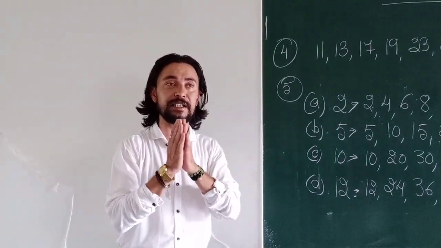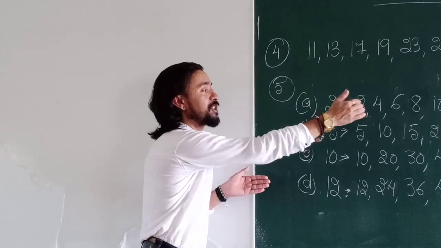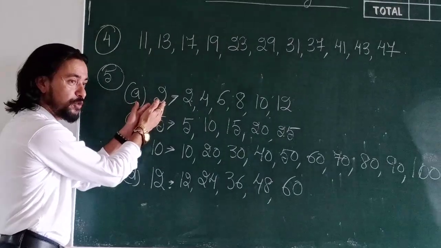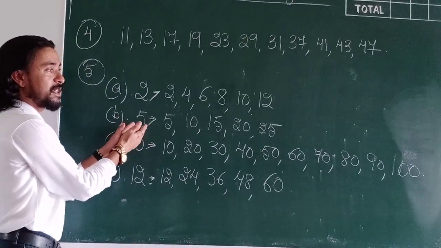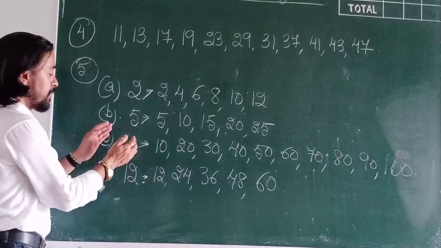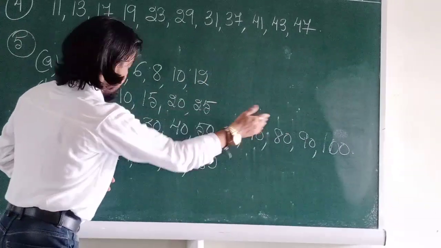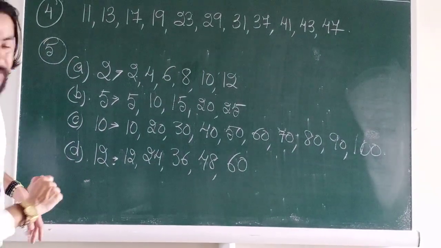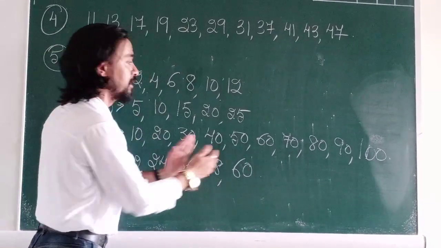Whenever they ask you multiples of a particular number, it's very simple, that means you say that particular number's tables till whichever number they've asked you. They've asked to find the first 6 multiples of 2, so I say my 2 times table till 6. First 5 multiples of 5, so I say my 5 times table till 5. But I write only the answers. First 10 multiples of 10, I say 10 times table till 10. And first 5 multiples of 12, so I say my 12 times table till 5.